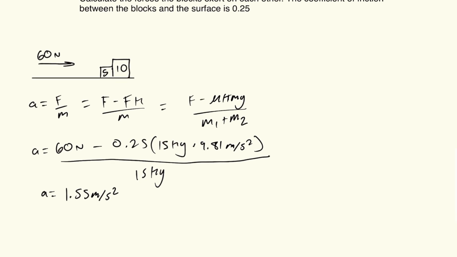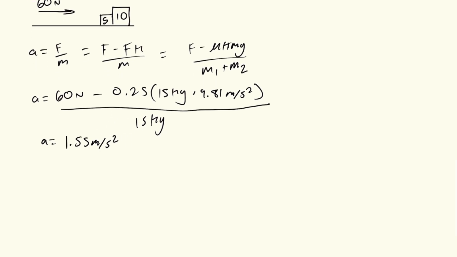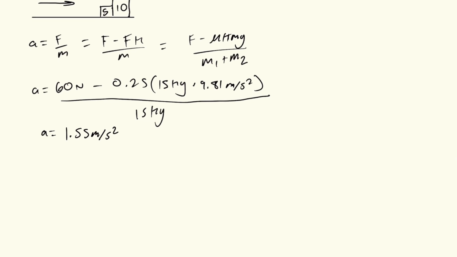Now that we have our net acceleration, we can find the contact forces for each. The first one will be the 5 kilogram block. We're going to have a force acting on it, which is 60 newtons, and then we're going to have our contact force acting on it from the other side. And then we're also going to have our friction force.